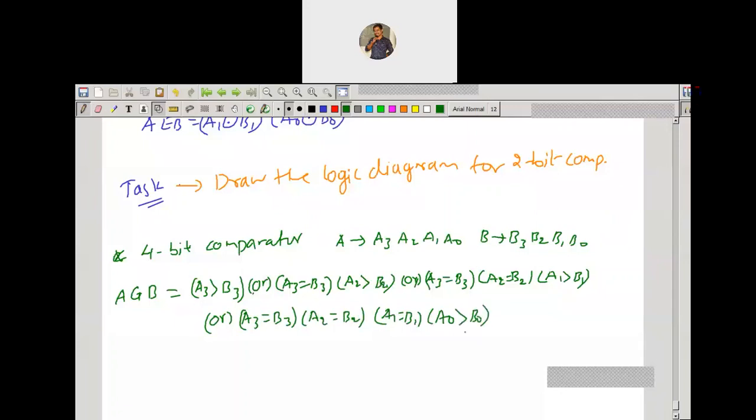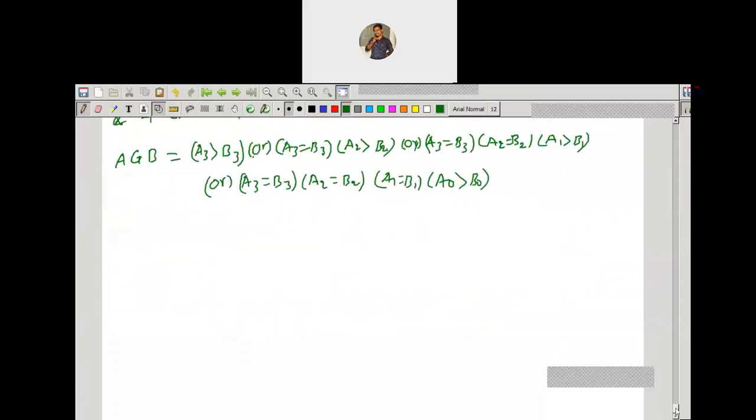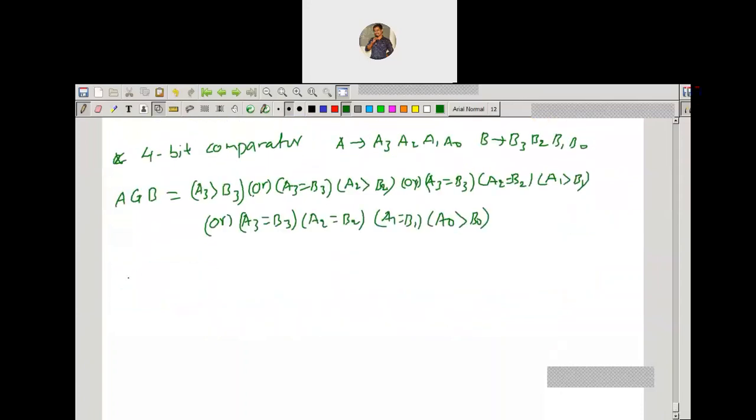Okay, so there's a possibility of getting A more than B, and everybody write down the expression in terms of logic gates, A bar B or A B bar or A XNOR B. You do that, and also you write for A less than B, and also you write for A equal to B. Okay, so you have to do this.